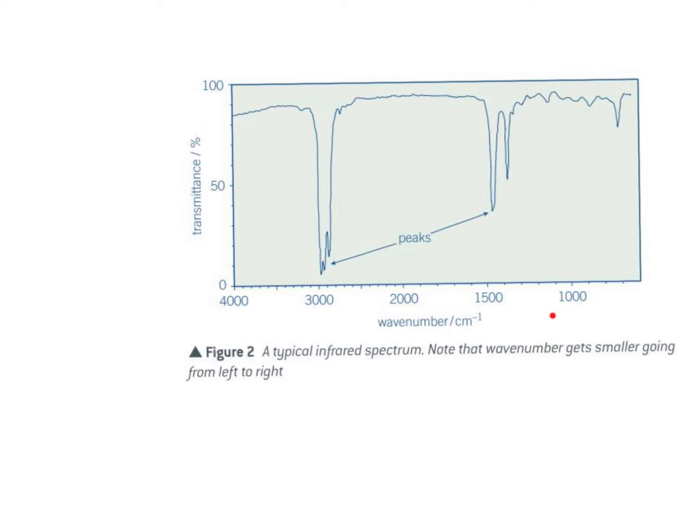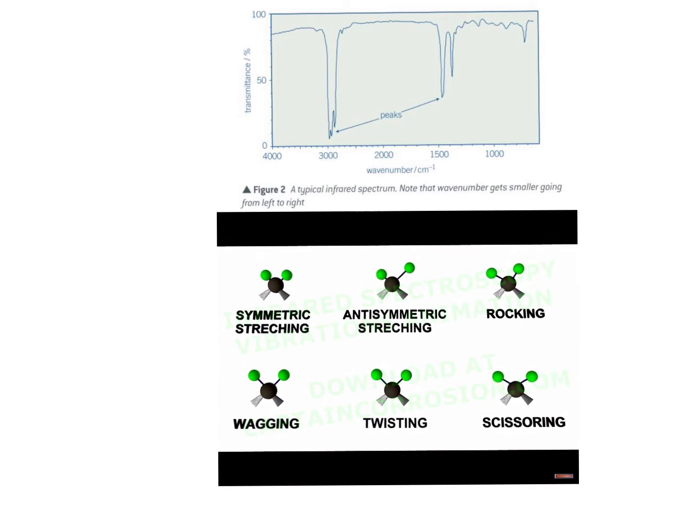Notice that on the x-axis we've got wave number, which goes backwards, and on the y-axis we've got something called transmittance. The more infrared radiation that is absorbed, we get these so-called peaks. They're really troughs where infrared radiation is taken out by covalent bonds absorbing the radiation and, as I said, causing the bonds to stretch or bend. So these bonds are stretching and bending because of the infrared radiation being absorbed.